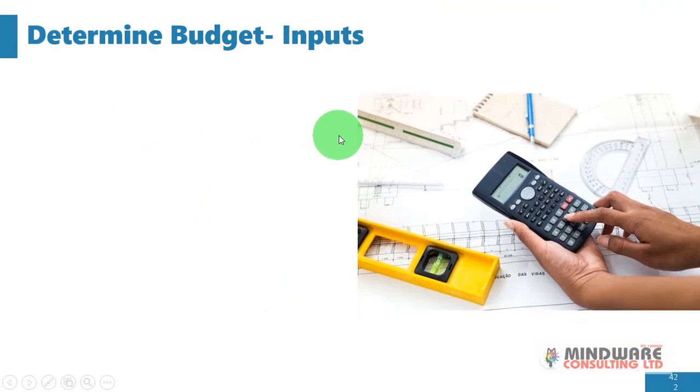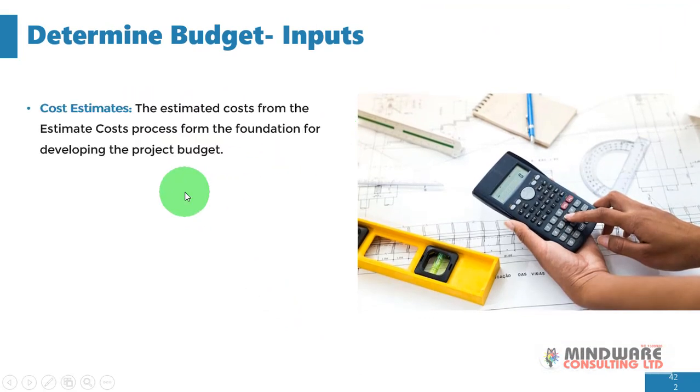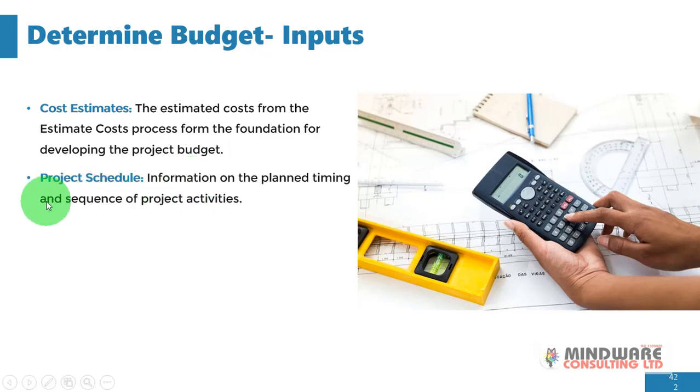Now let's look at the inputs. What are the inputs for this process? Number one, cost estimates. Estimated costs from the estimate cost process form the foundation for developing the project budget. So we already have our costs estimated from the previous process, and this now serves as a foundation for the project budget.